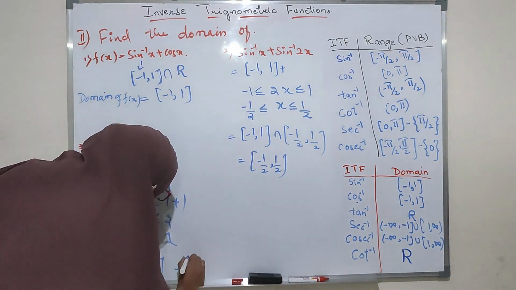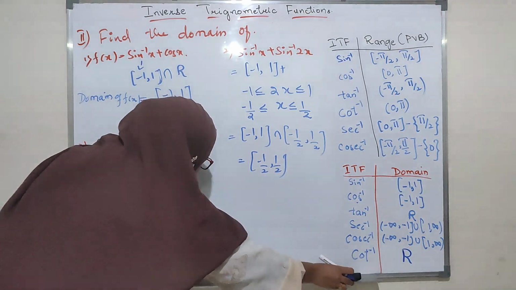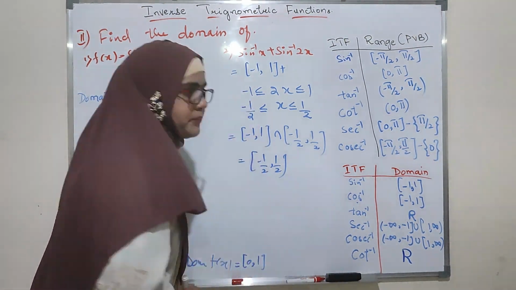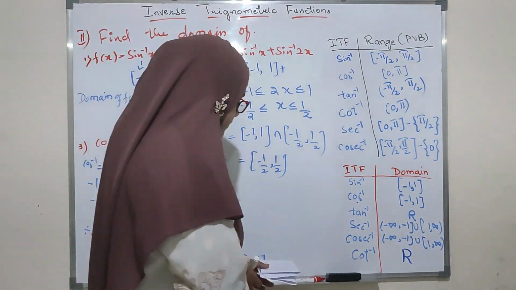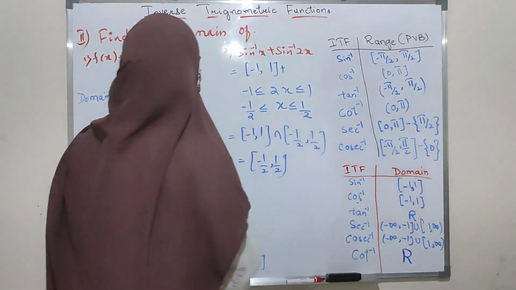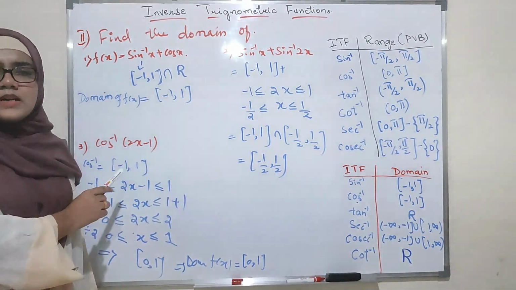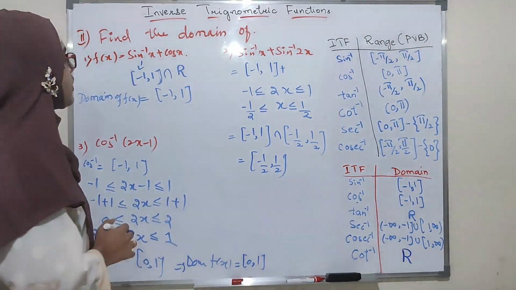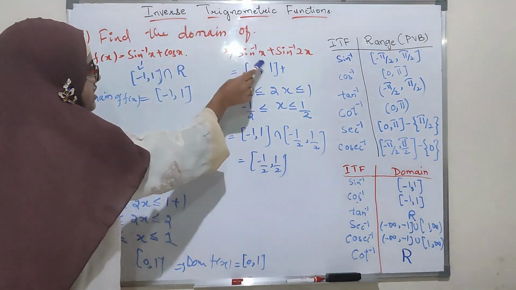So this implies the domain for the function f of x is the closed interval 0 and 1. If you know the domain values for the inverse trigonometric function as well as for the trigonometric function, then only you can solve such types of examples. If you know the domain, then it is very easy for you. You just have to write the domain for both functions.